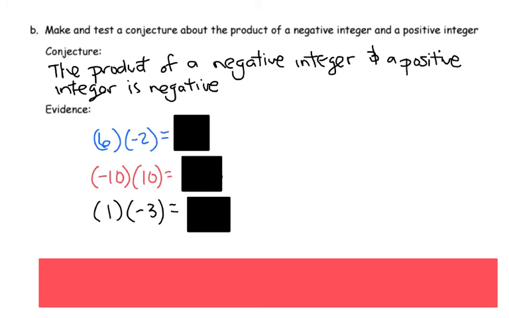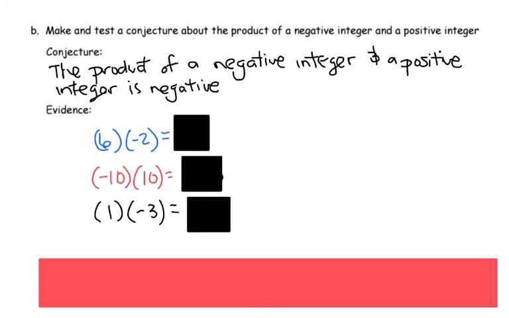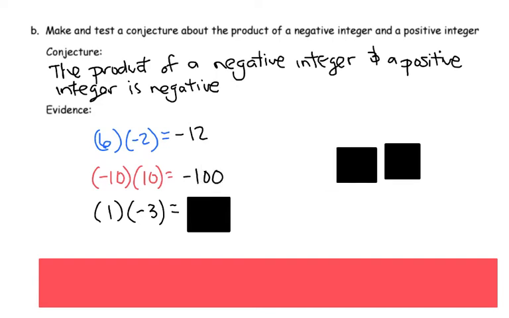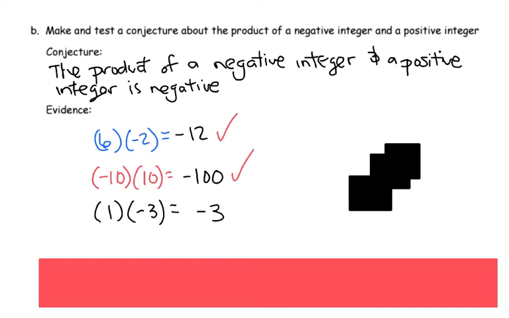All right. Well, let's have some evidence here to prove it. So I picked 6 times negative 2, positive number, negative number. Okay. Negative 12. Next example, negative 10 times positive 10. Negative times a positive, and the answer is a negative 100. So far, our conjecture, we're 2 for 2 here. Let's try one more. Positive 1 times a negative 3 equals a negative 3. Notice our answer again is negative, and that's what our conjecture is stating. So our evidence proves our conjecture true.